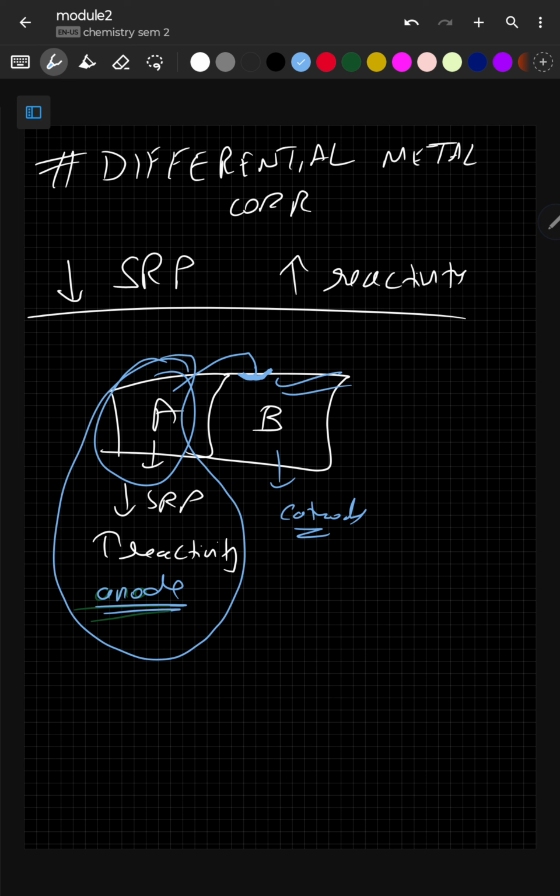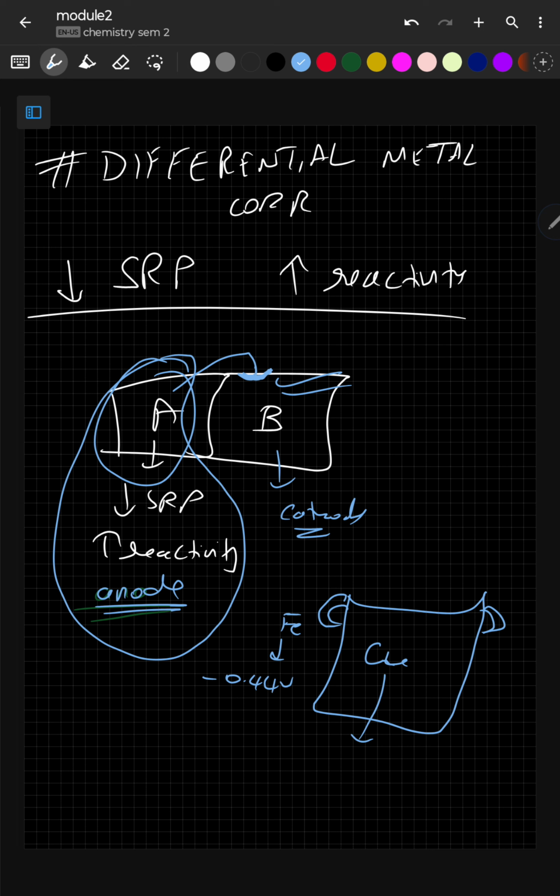An example is, to copper boilers we attach iron handles. For iron the SRP value is minus 0.44 volts and copper SRP value is 0.34 volts. Clearly, iron is the one which has lesser SRP, so it acts like an anode and it undergoes corrosion, whereas copper becomes cathodic and remains unaffected.